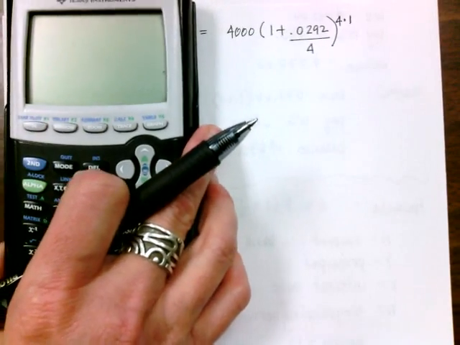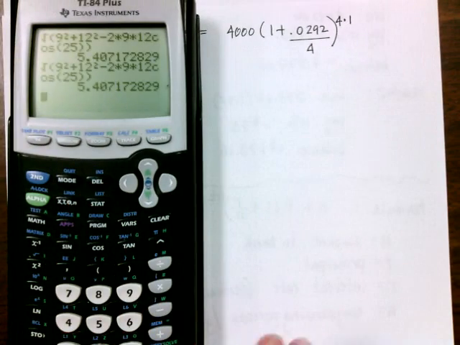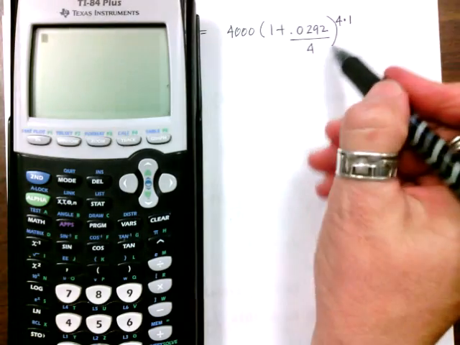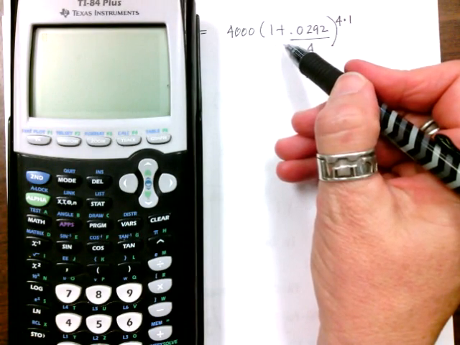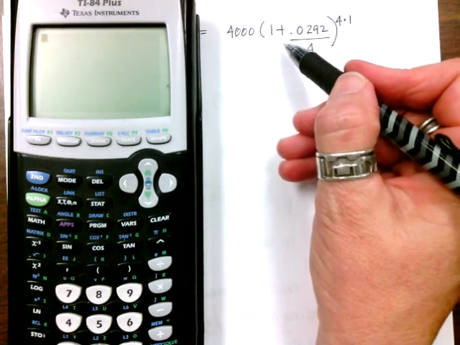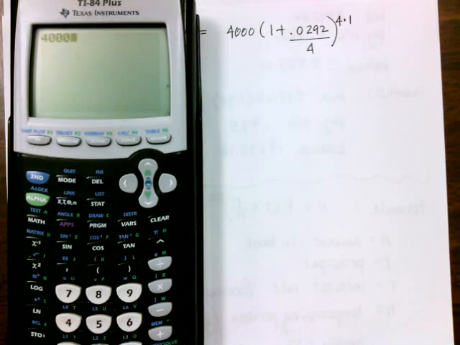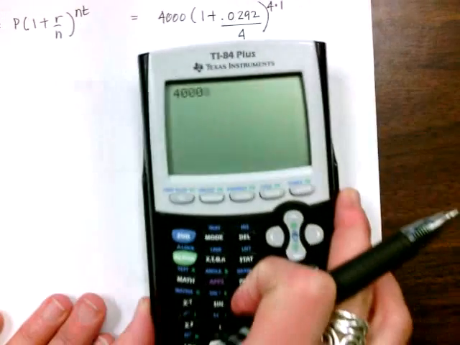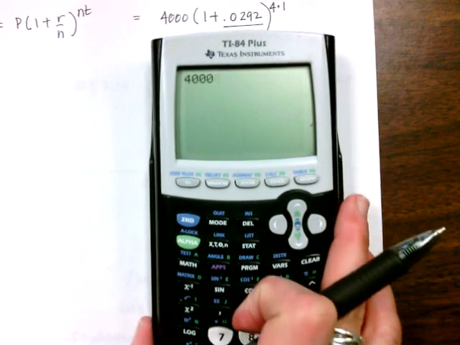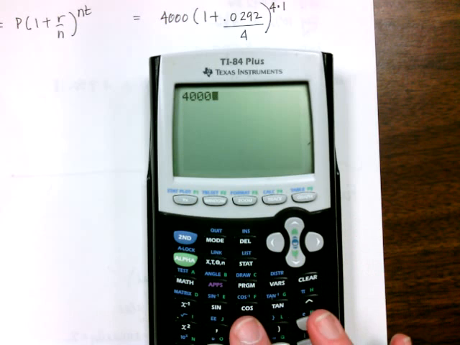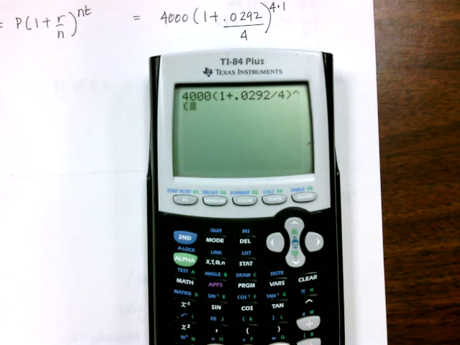So let me show you how I would enter that in my calculator. You never want to do this math first, because if you do, it will generate a significant error because we're raising things to a power. So I would enter my 4,000. Let me put it over here, maybe it'll be easier to see. There you go. And then I'm going to put parentheses, 1 plus 0.0292 divided by 4, raised. And then I really don't have to do the parentheses, but I'm just going to show you so we get in the habit.